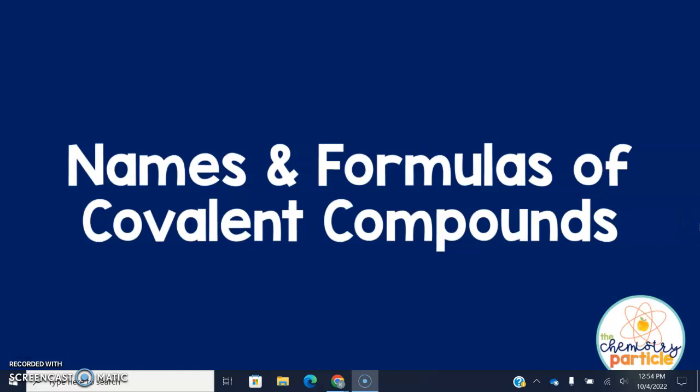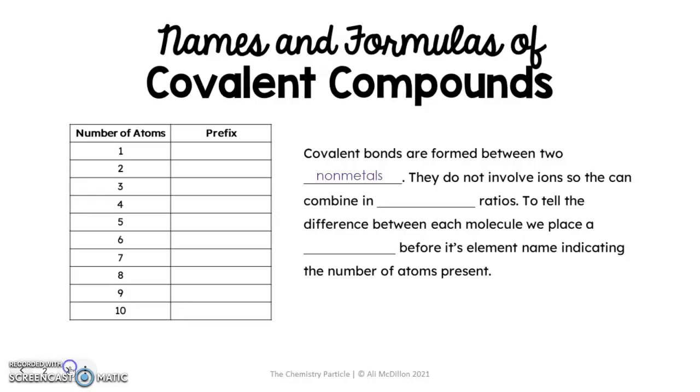Today we're going to be talking about the names and the formulas of covalent compounds. So far we've learned how to name and identify the formulas of ionic compounds, and today we're going to finish up by talking about how to figure out the names and formulas of covalent compounds. Just a refresher from our last lesson: covalent compounds are formed between two nonmetals, those elements on the right-hand side of the periodic table. They do not involve ions, so they can combine in various ratios. They're not necessarily dependent on the charge.